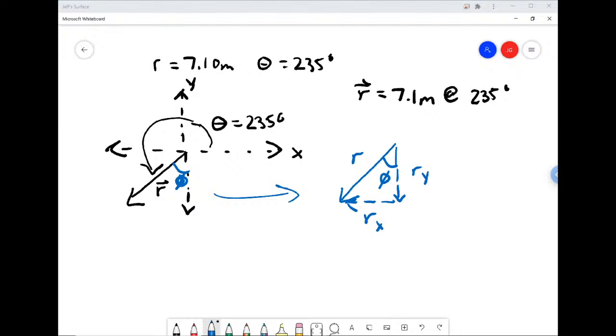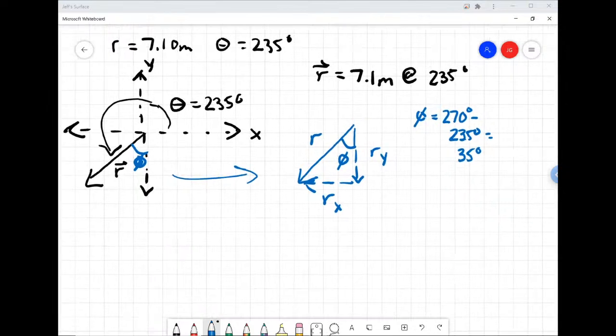Well, it would be theta is equal to, if we go all the way around the circle to the negative y-axis, that's 270 degrees. So that angle I labeled phi is that minus 235 degrees, which is 35 degrees. Okay, so what we could do then is use our trig functions.